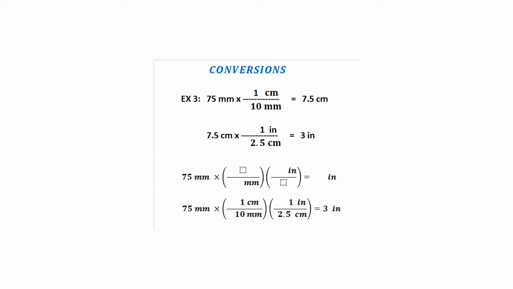So now it's 75 times 1 times 1. That's 75. Now 10 times 2.5, 10 times the number moves the decimal to the right. That's 25 centimeters on the bottom now. And so we have 75 over 25 is 3 inches. So it is preferable to actually do a double conversion as opposed to 2 individual single conversions.